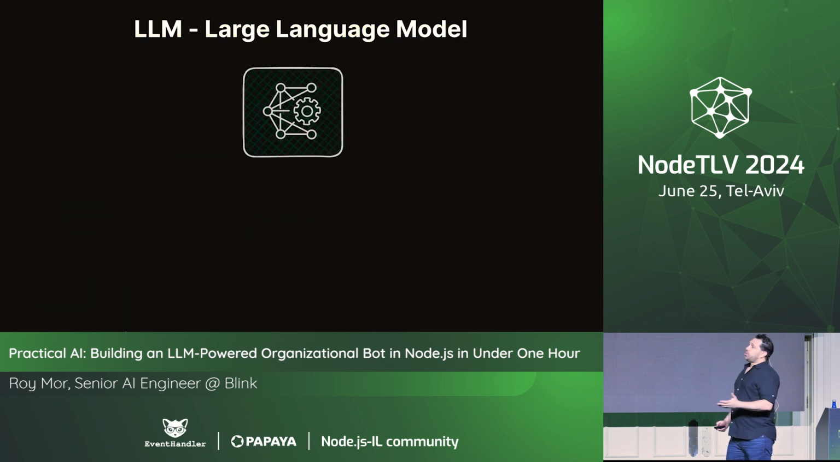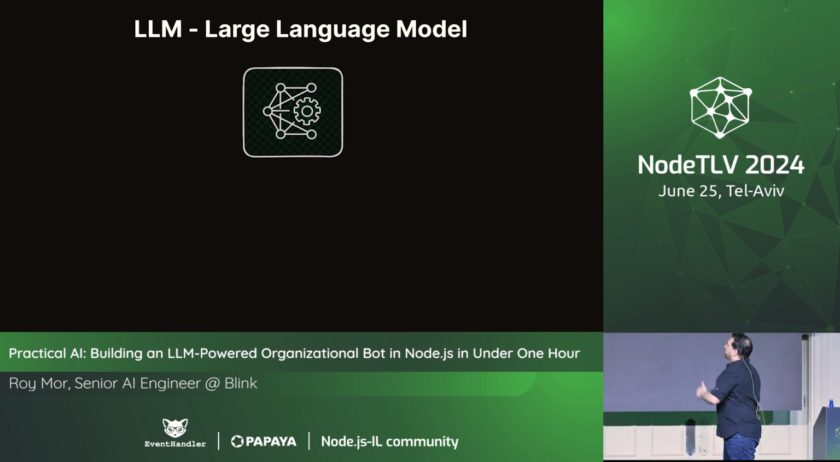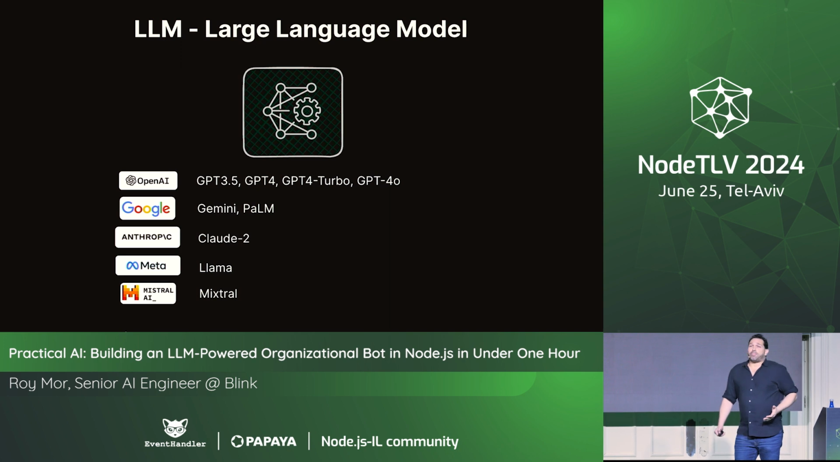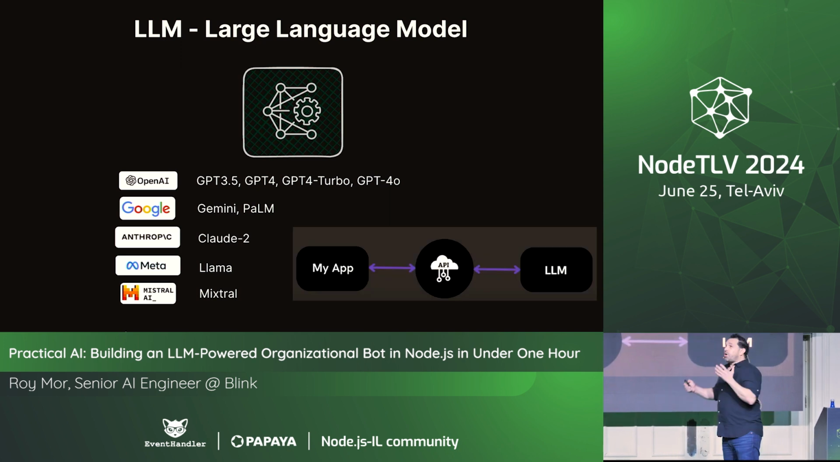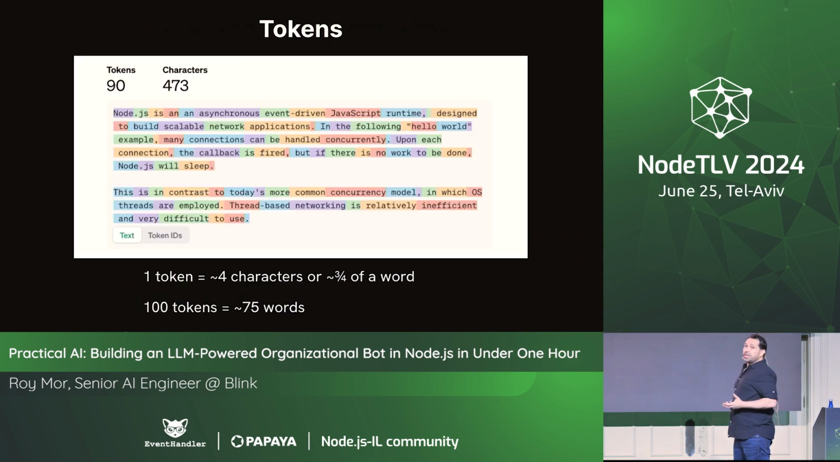Everyone who's used ChatGPT knows what an LLM is. LLMs are neural network-based models that can parse text and generate text, and there are commercial ones and open source ones and so on. But the important thing is they're all accessible using an API that they expose. Now, the basic unit of input and output for an LLM is the token. A token is usually a word, but can be less than a word. It's roughly around 4 characters. This is the term that we're going to use from now on, a token.